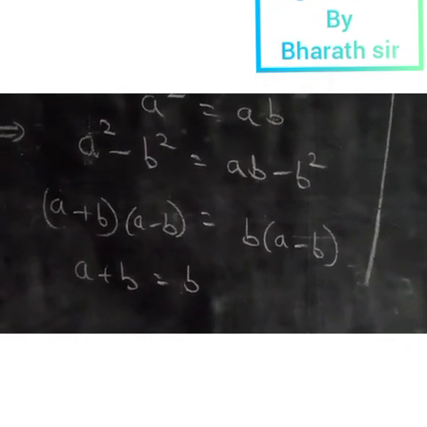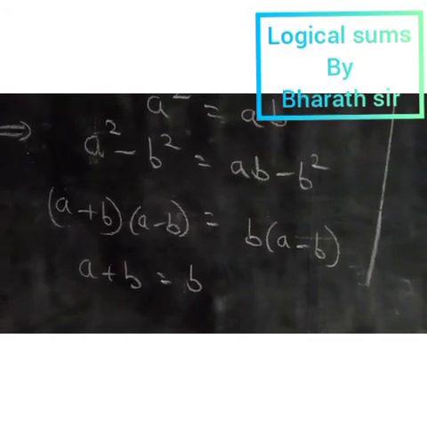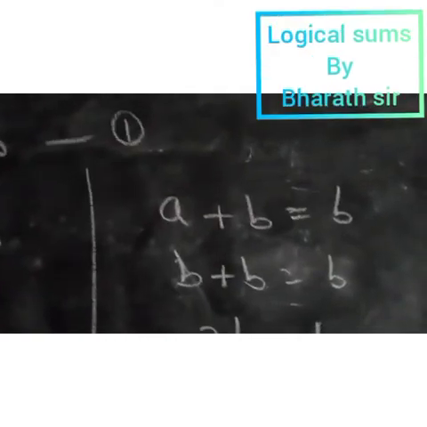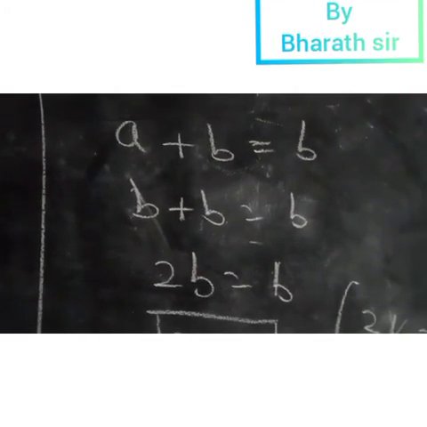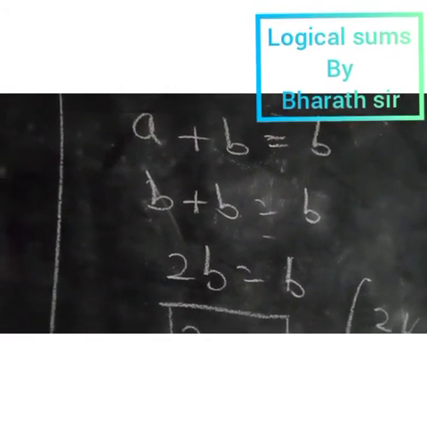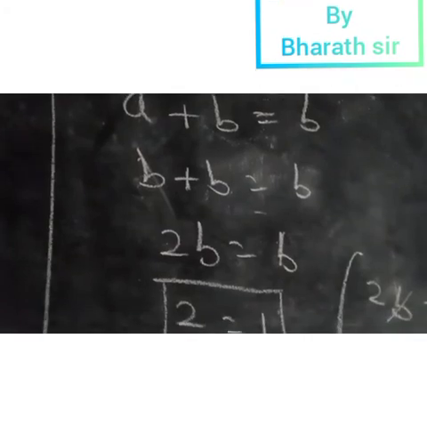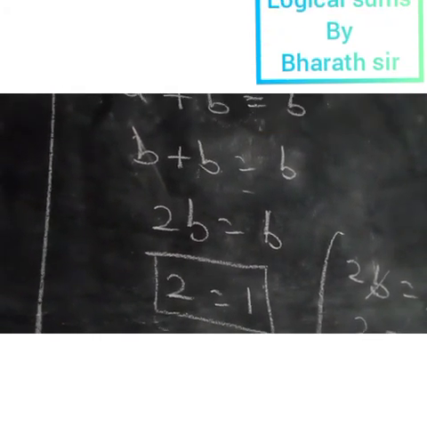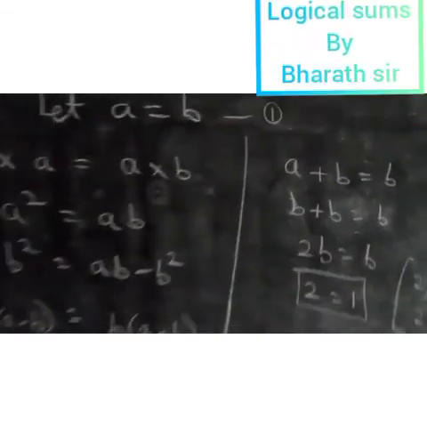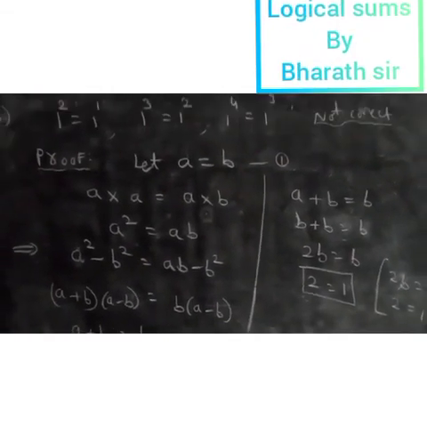Now on both sides you can cancel A minus B. You will get the step A plus B equals to B. So whenever A plus B equals to B, from equation 1, what is A? B. Right here. Then B plus B equals to B. 2B equals to B. B cancelled in B 1 time. Then 2 equals to 1. So this is the best proof to prove that 2 equals to 1. Once you see all the sum clearly, here this is the sum.